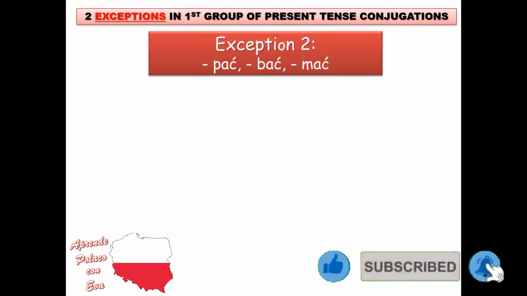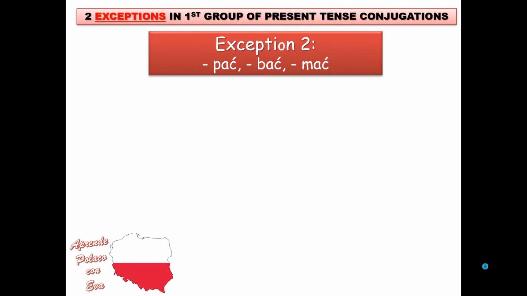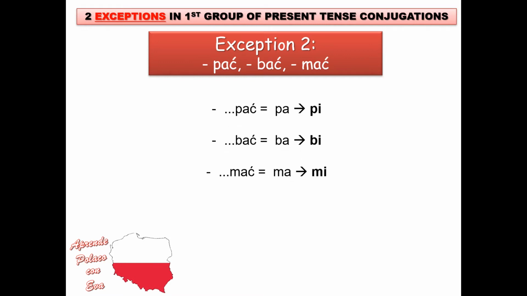But we will look at exception number 2, and here the preceding letters are P, B, and M. Those are the stem changes that we see. So the verbs that end in pać will experience the stem change from pa to pi. Verbs that end in bać will change from ba to bi, and mać will change from ma to mi.